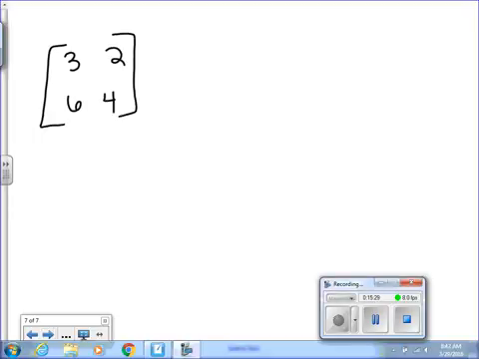The determinant on this one is 0. You end up with 12 minus 12, which is 0. So there is no inverse. No inverse exists for this matrix. You can't divide by 0. Yeah, that's exactly right. You can't divide by 0.